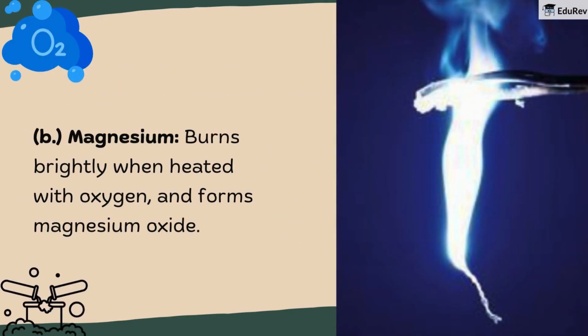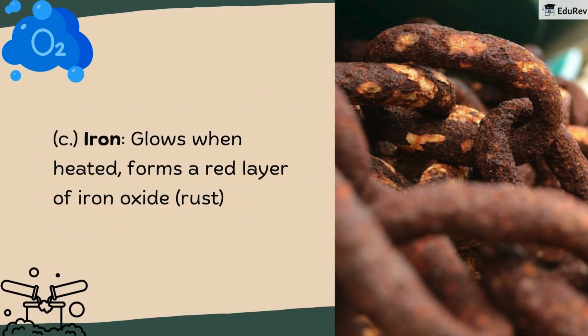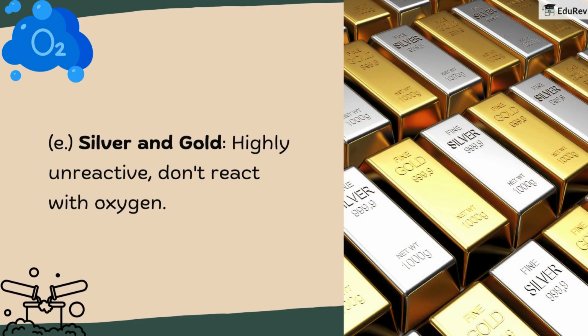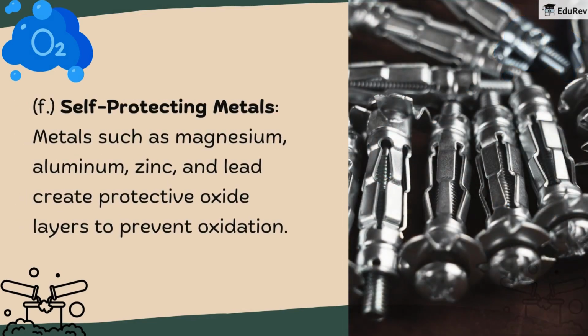Magnesium burns brightly when heated with oxygen and forms magnesium oxide. Iron glows when heated with oxygen and forms a red layer of iron oxide, commonly known as rust. Copper doesn't catch fire and forms a black copper oxide layer. Silver and gold are highly unreactive. They don't react with oxygen. Self-protecting metals. Metals such as magnesium, aluminum, zinc, and lead create protective oxide layers to prevent oxidation.